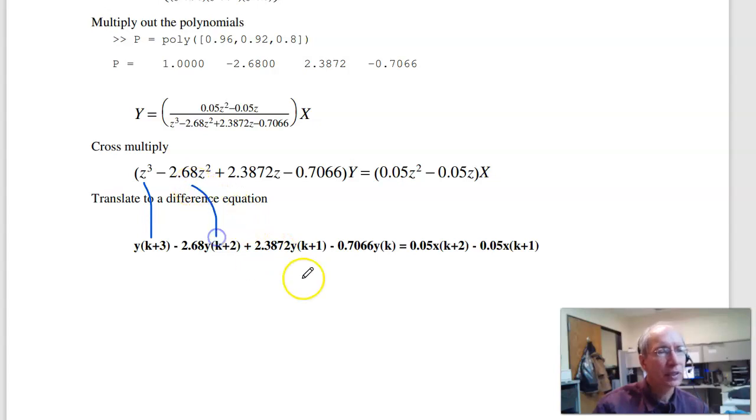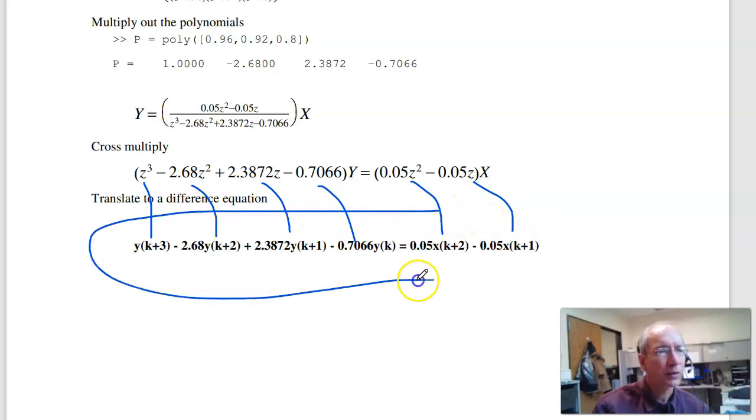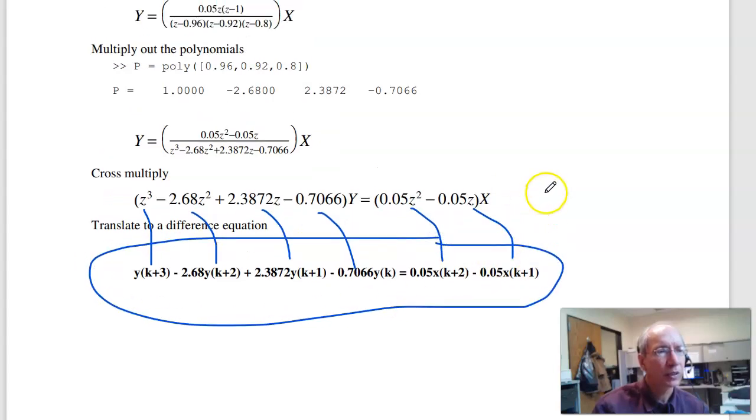Z squared is y 2 samples in the future. Y of k plus 1, y of k, x of k plus 2, x of k plus 1. So here's the difference equation that corresponds to this transfer function. So anytime you see a transfer function in z, think difference equation.